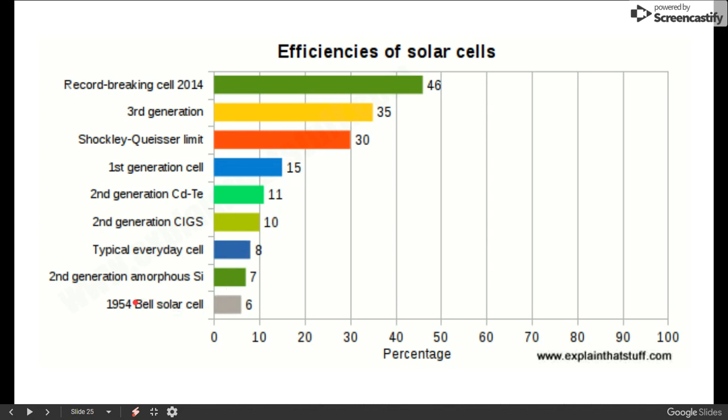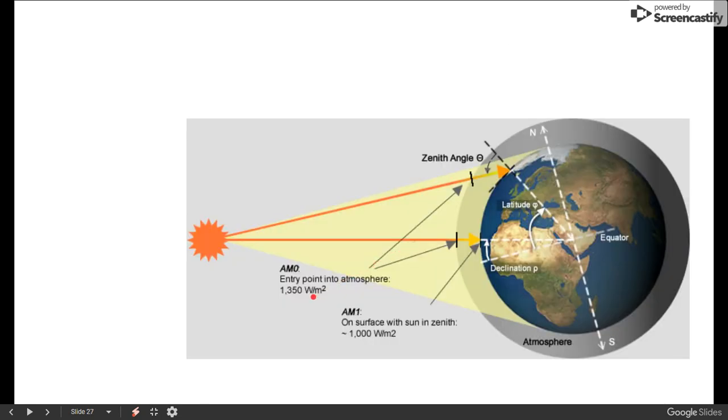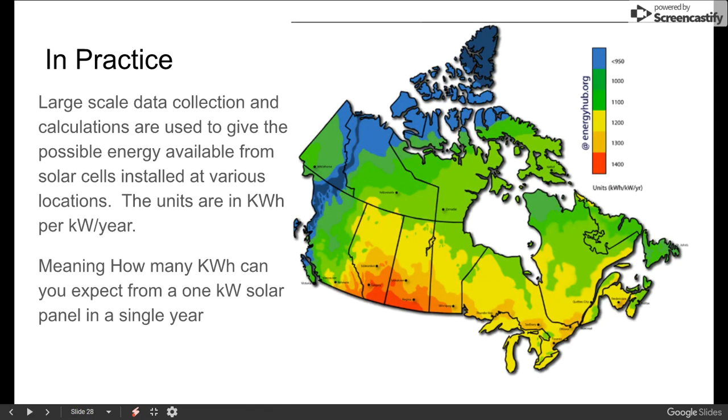But that's not bad. Compared to computers, which are like 1 billion times more powerful than they were in the 50s, the solar cells have only kind of tripled. This is pretty self-explanatory, why solar power works best at the equator. And you can actually calculate it quite accurately, but that's beyond this course.